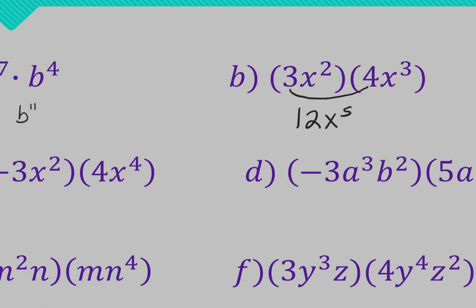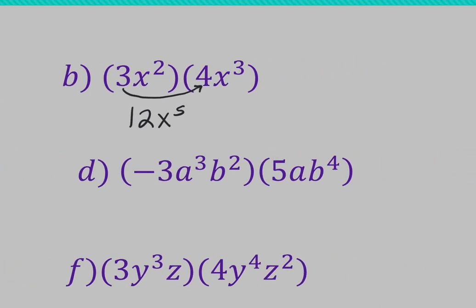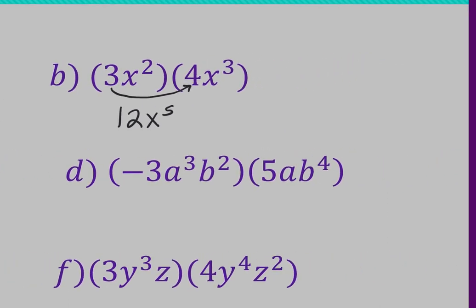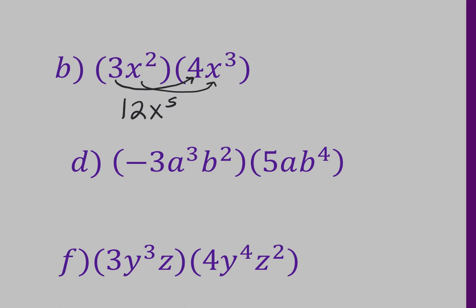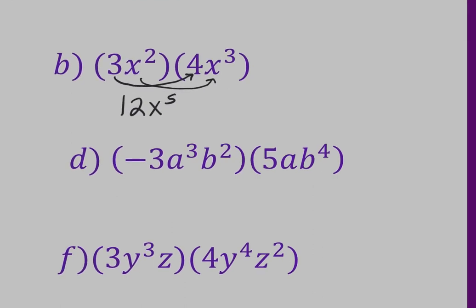So the 3 gets multiplied by the 4. You can regroup this in any way because it's multiplication, so you can regroup it. The 3 gets multiplied by the 4, and then the x squared gets multiplied by x to the 3rd, and so we add those exponents.